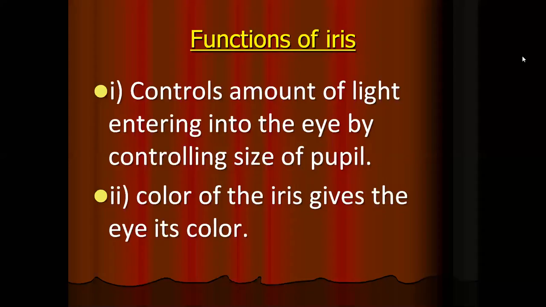When the iris gets constricted, less amount of light will enter into the eye. And again, you can see the color of the iris, it gives color of the eye. If the iris is of brown color, it means it's the brown colored eye.